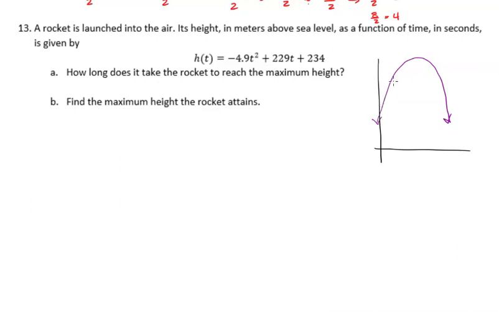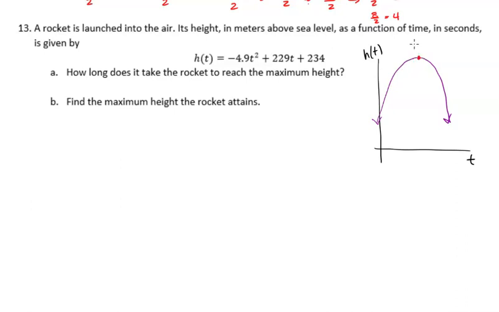It's going up and up and up as time ticks by. Right, here's our time, here's our height based on the time. So it's going up and up and up as time ticks by. At some point it reaches its maximum height and then it starts falling back down to the ground. So question A says, how long does it take the rocket to reach its maximum height?